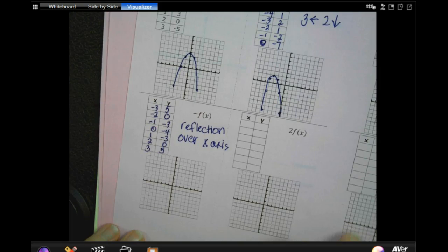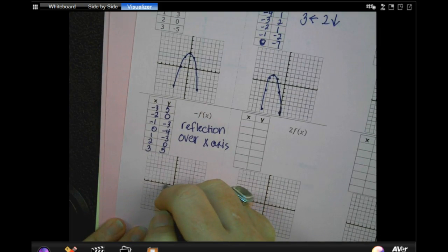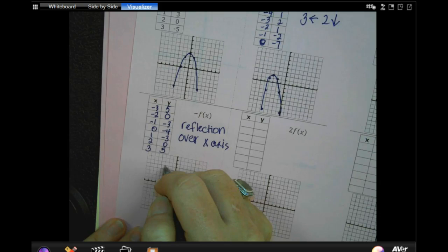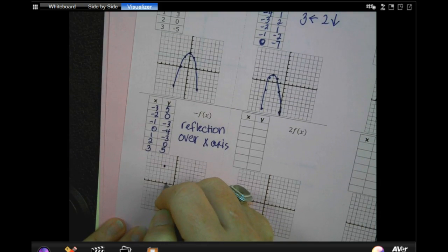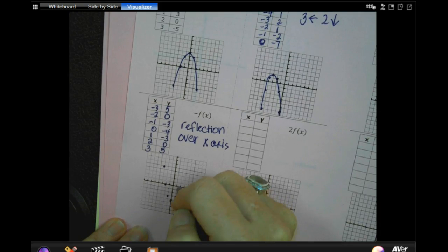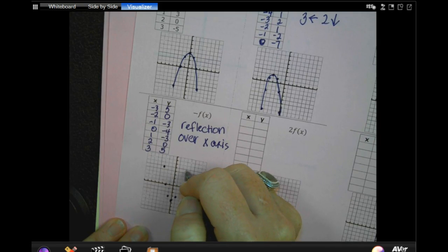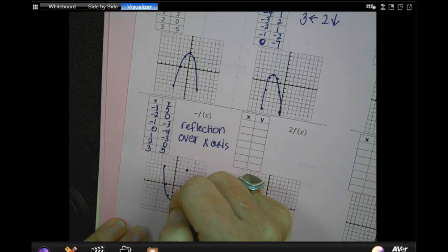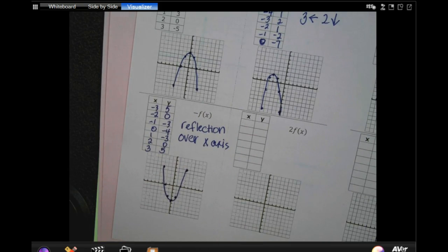And plot that. So the reflection over the x-axis literally just turns it upside down. It reflects it. It turns it upside down.